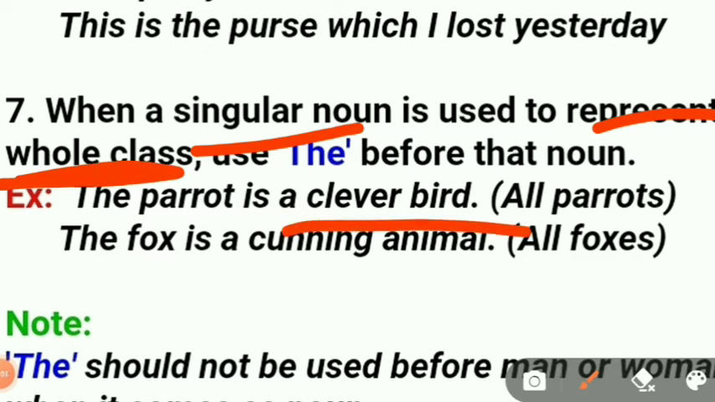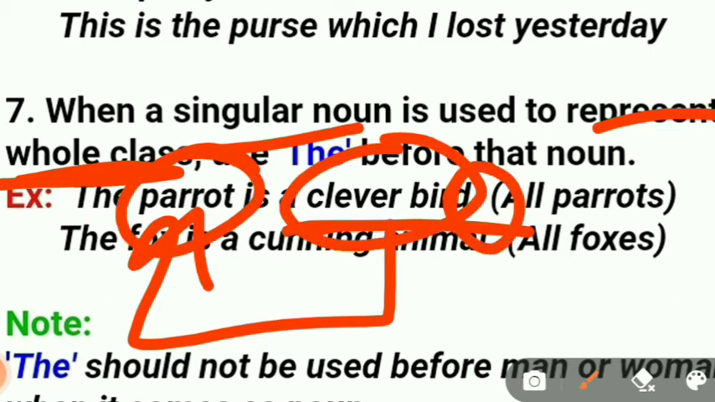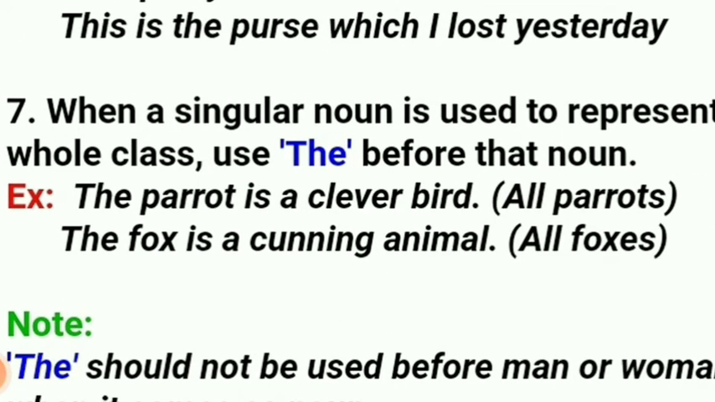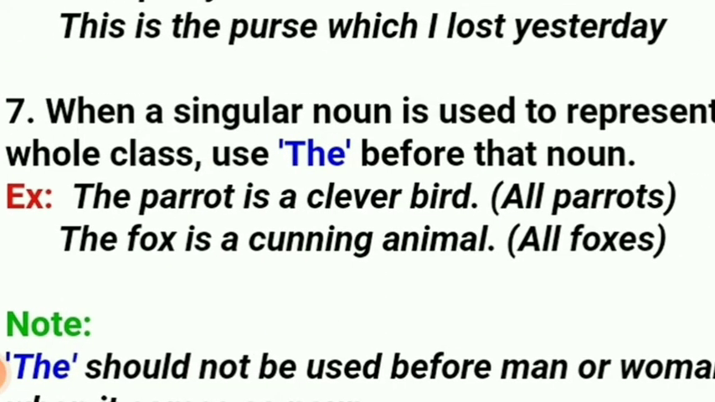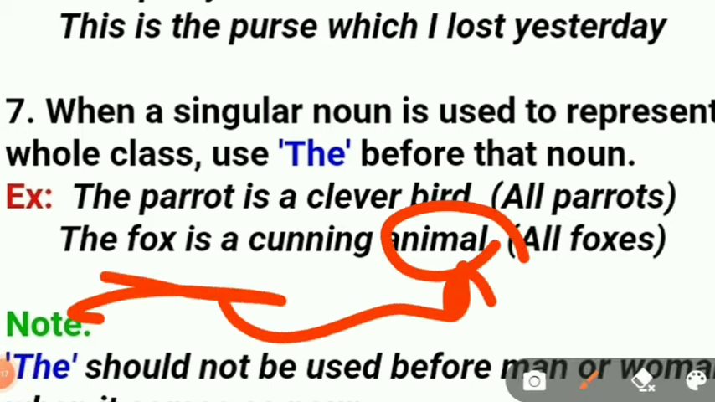So the parrot is a clever bird. Here you use it as a whole class, clever bird, not birds. The fox is a cunning animal. So many foxes are there, but the fox represents the whole class of animals.